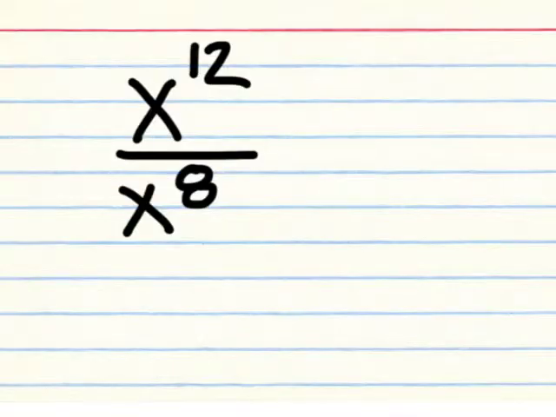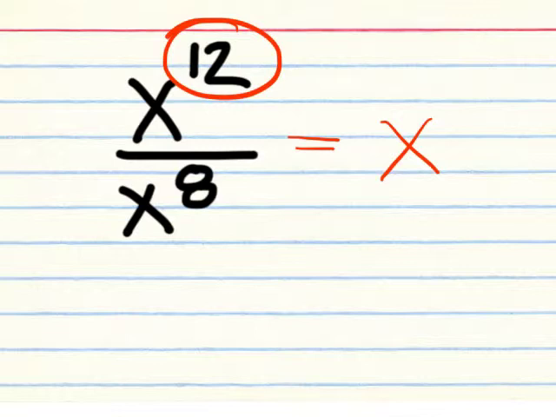x to the 12th over x to the 8th. The largest exponent is on top. That means your answer is going to contain an x and then whatever the exponent is. 12 minus 8 is 4, so the answer is x to the fourth.